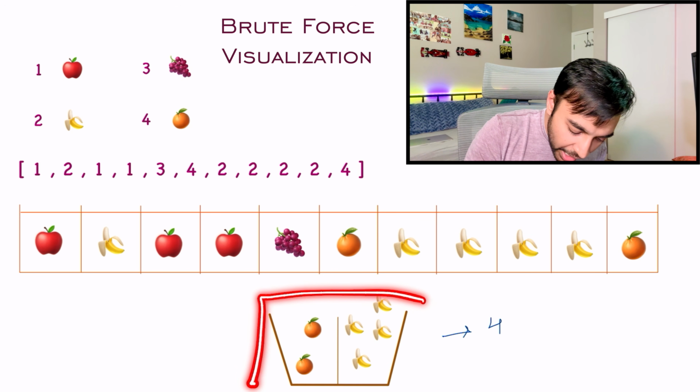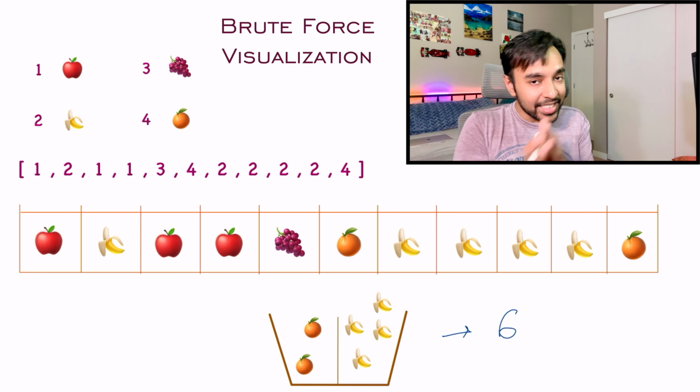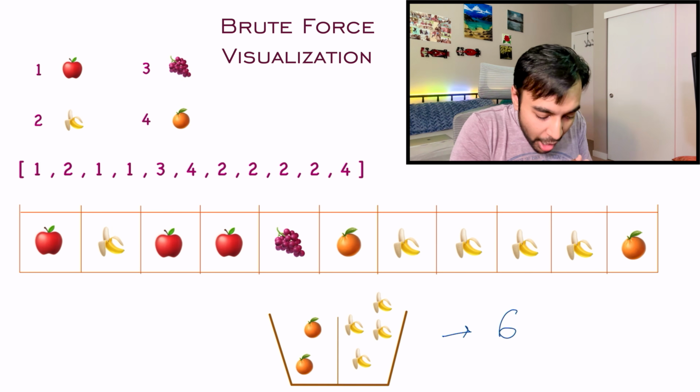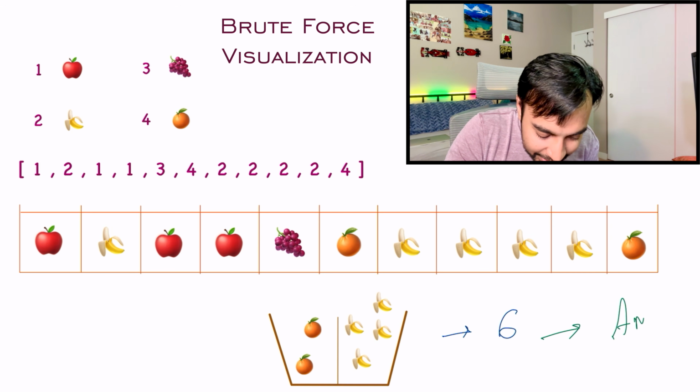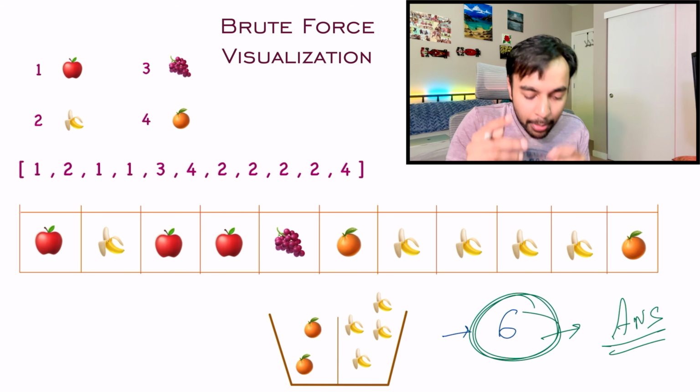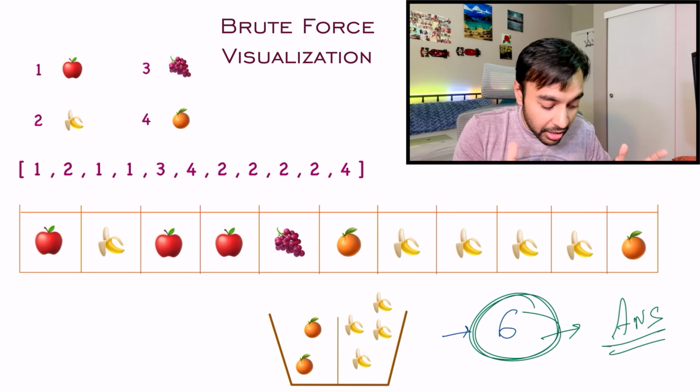Now, how many fruits do I have? I have a total of 6 fruits, correct? 6 is greater than 4, right? So now I have completed every combination and I can determine that this is my answer, the maximum amount of fruits that I can pick with all of these given conditions, right?